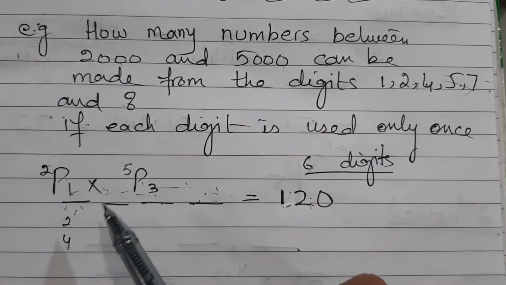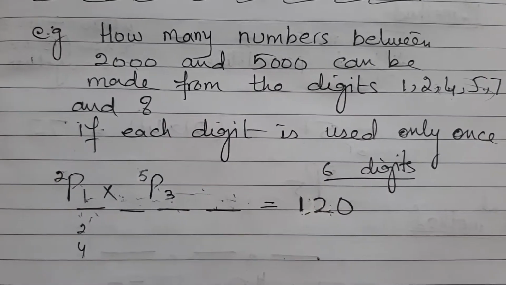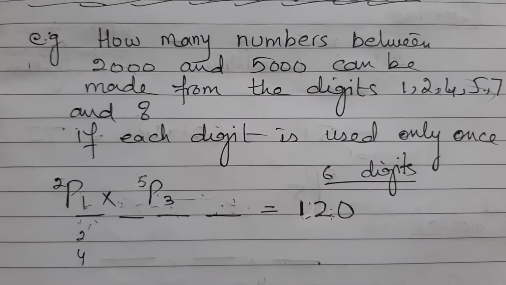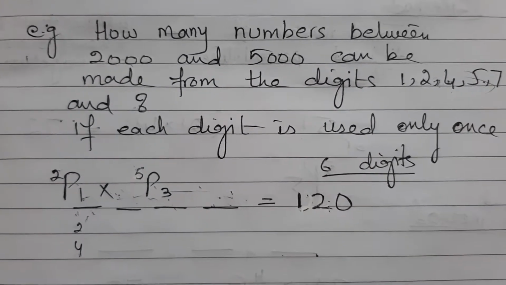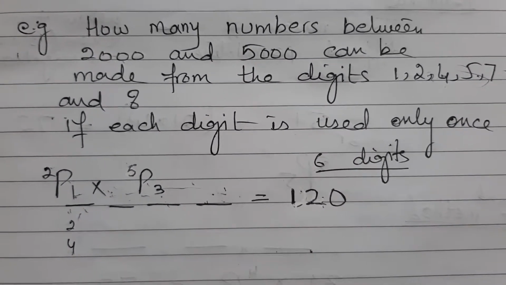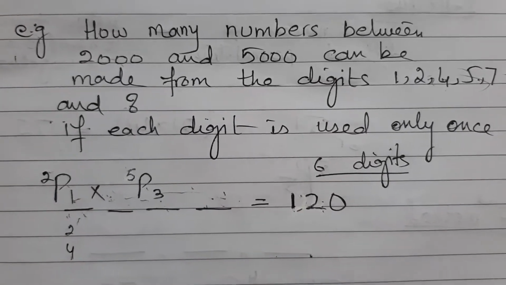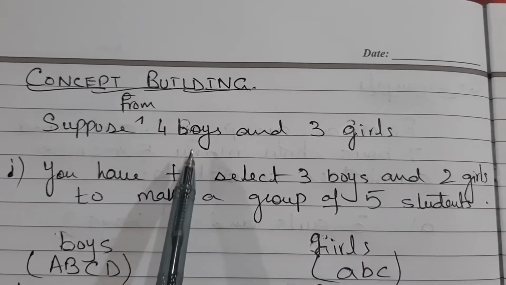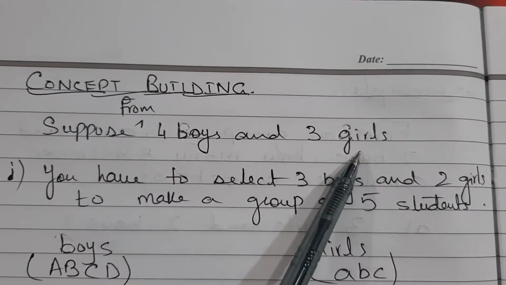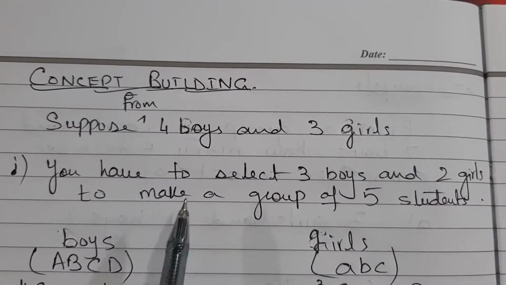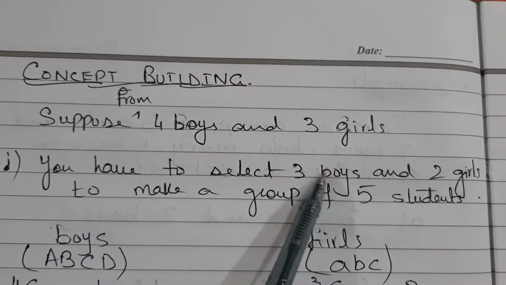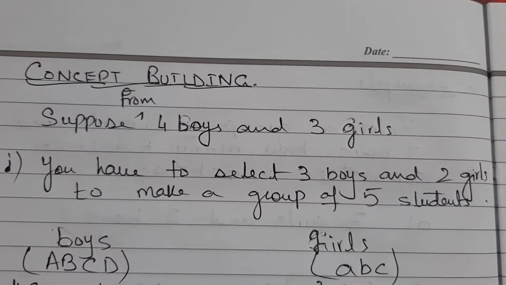Now mostly students ask why there is a multiplication symbol, right? So let me explain, or build this concept with the help of one example in detail, so that you can understand wherever we are multiplying what the reason behind it is. Okay, now for example, you have 5 boys and 3 girls, and you have to make a group of 5 students in which you have to select 3 boys and 2 girls.